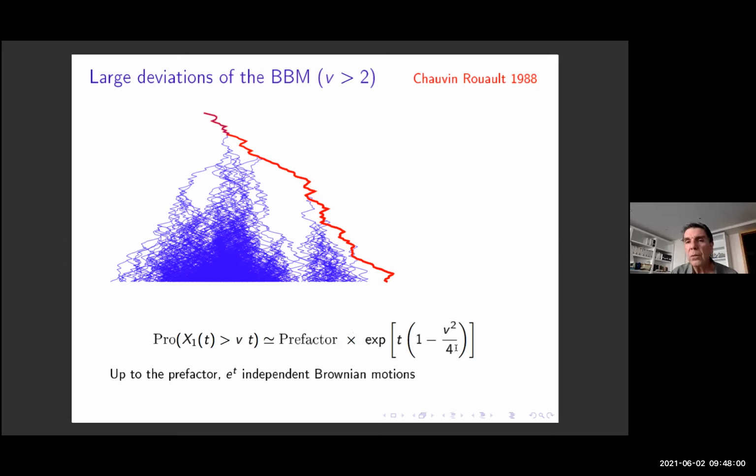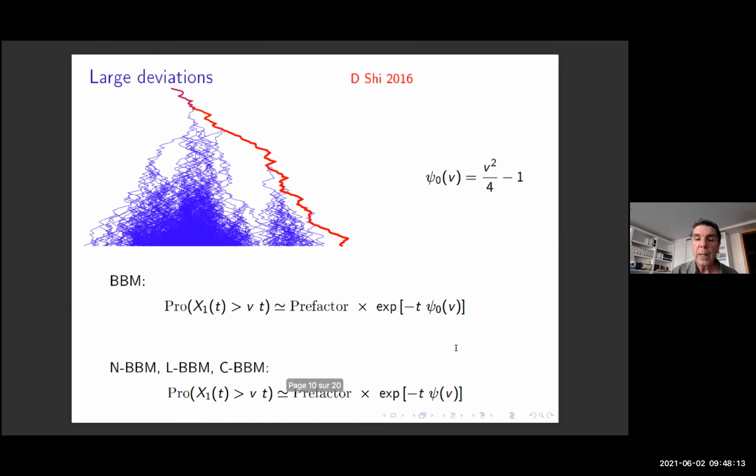And the question we asked with Zhan was, what happens if we introduce the noise, in the sense that we take the N-branching Brownian motion or the L-branching Brownian motion? And the result is that the probability of having the leader at position V is a new large deviation function. It's not the same as the BBM. There is a correction, and we try to understand this correction.